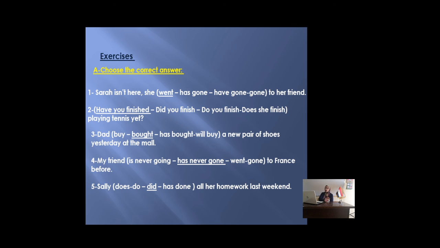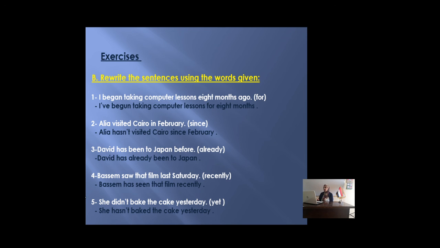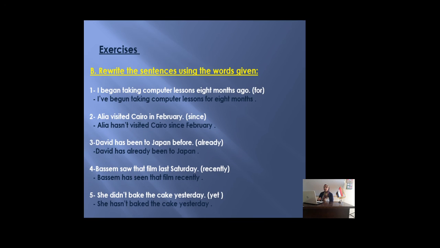Now let's move to the last slide that we have here, slide 10. You may rewrite the sentences using the words given. Number 1, I began taking computer lessons 8 months ago. I wanted to use for. And as we said here, if it's only 1 month, I say month. But if it's more than 1, I say months only. Don't say months, please. So it's for here, I want to use for. I have begun taking computer lessons for 8 months.